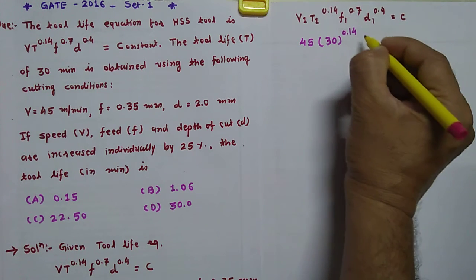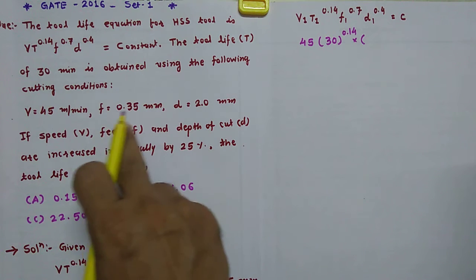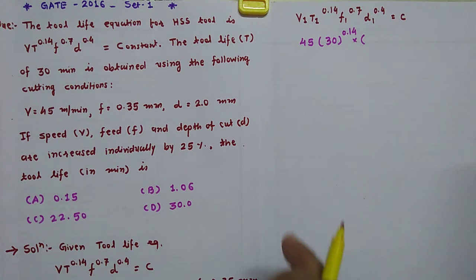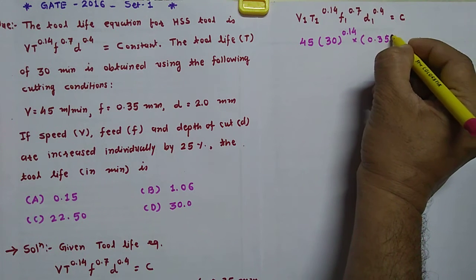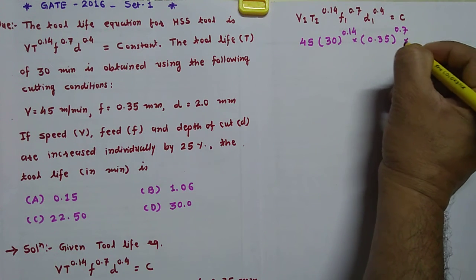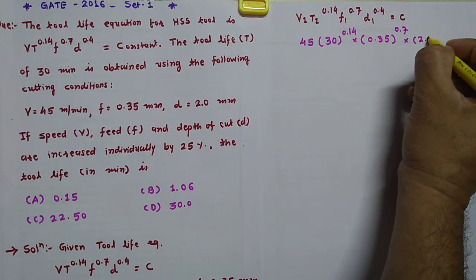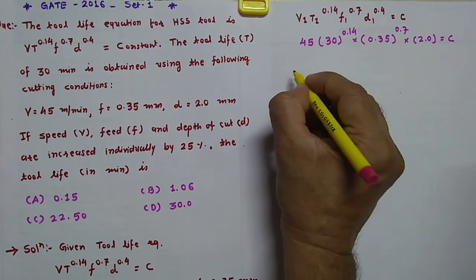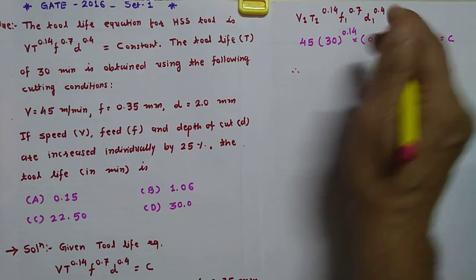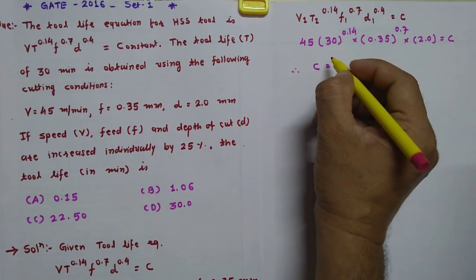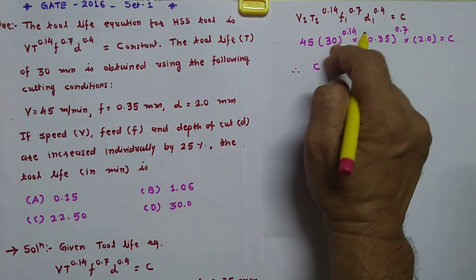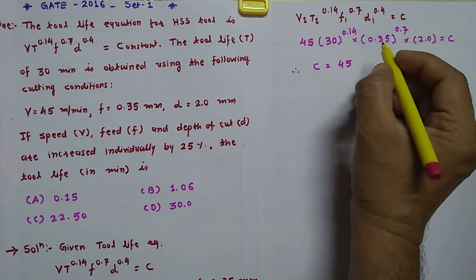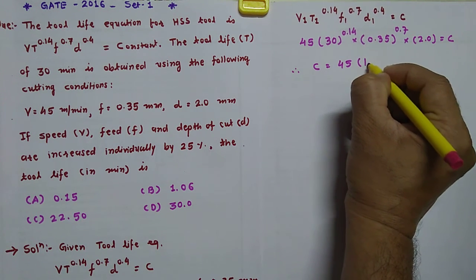Then feed is 0.35 raised to 0.7, and depth of cut, that is 2.0, is equal to constant. So from this equation we can find out the value of the constant. So C is equal to 45 into 30 raised to 0.14, which is 1.61.